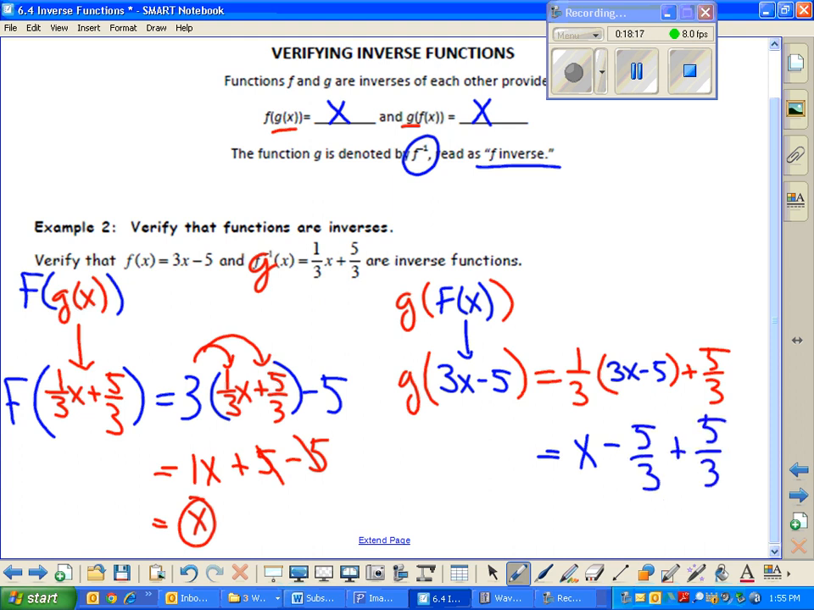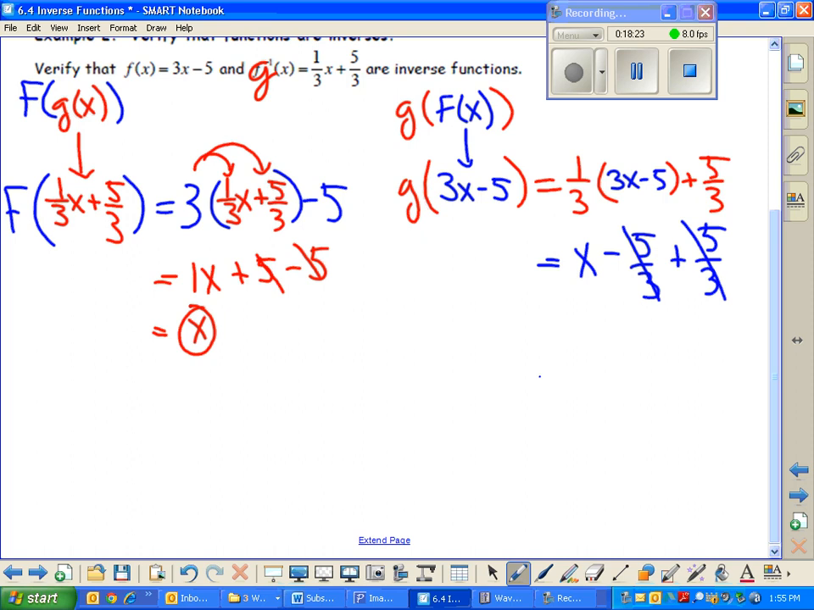And look at that, I have additive inverses there on the right. -5/3 and +5/3, those would go away. And we get x. Woohoo! Because both of these things worked out to be x, it's official. Those two functions are inverses of one another. That's the verification step.